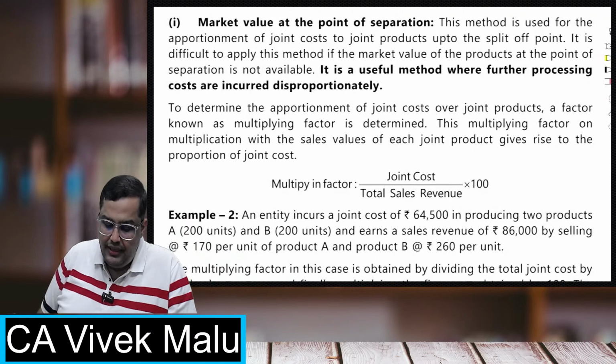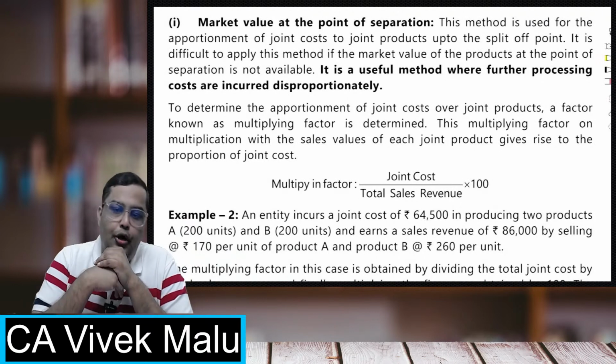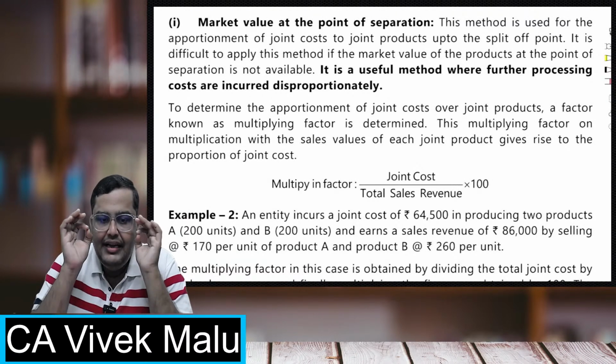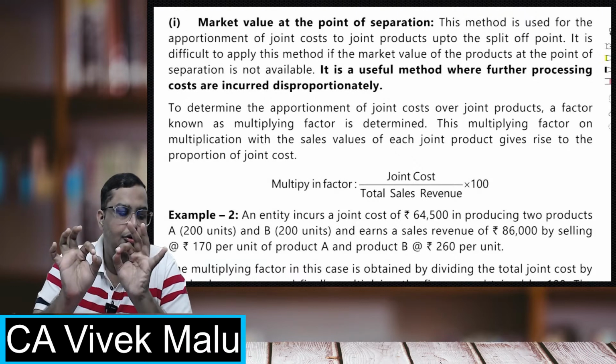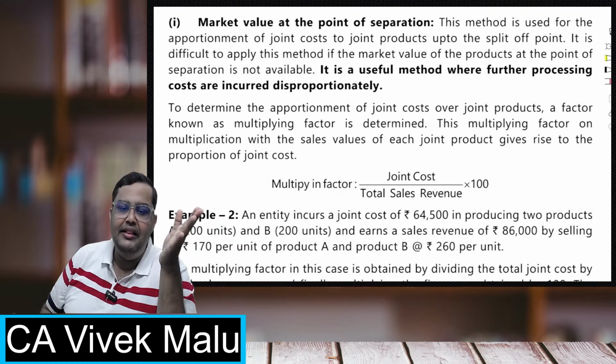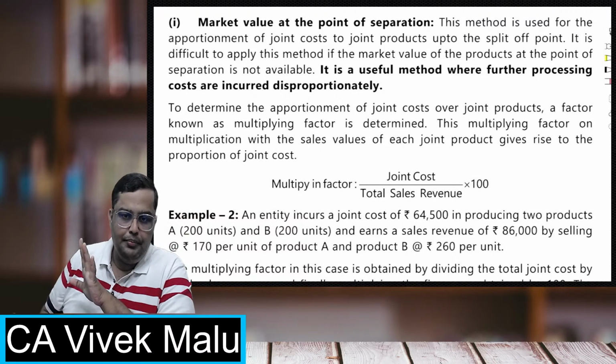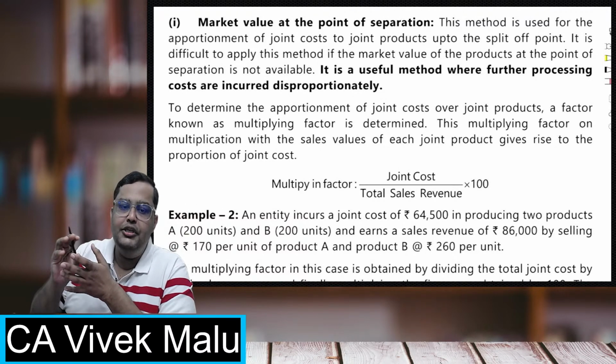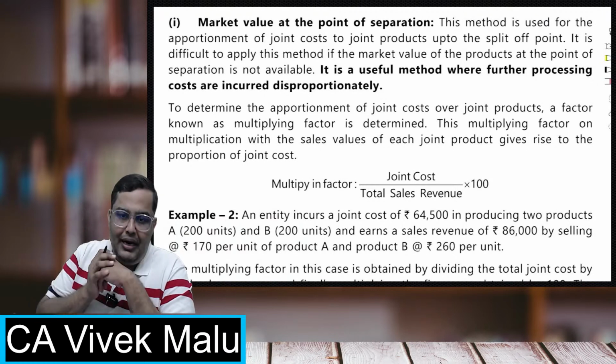Now, the next method is market value at the point of separation. It's a very simple method. See this question. It is actually given in the name itself. Market value at point of separation. What does it mean? Whatever the market value is at the point of separation, divide the cost in that ratio.